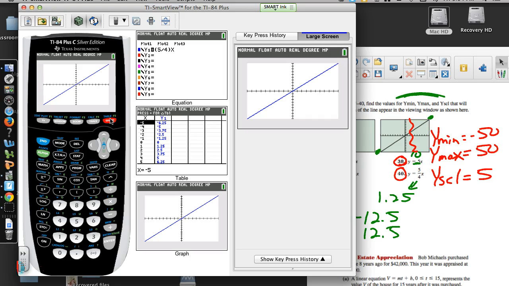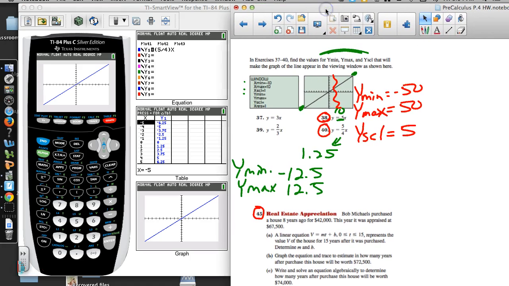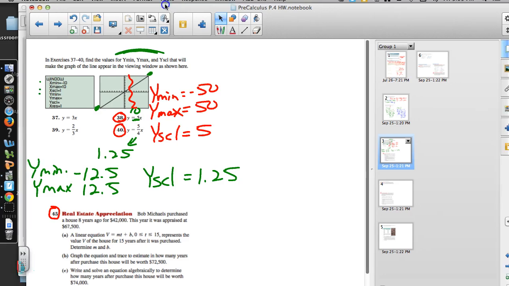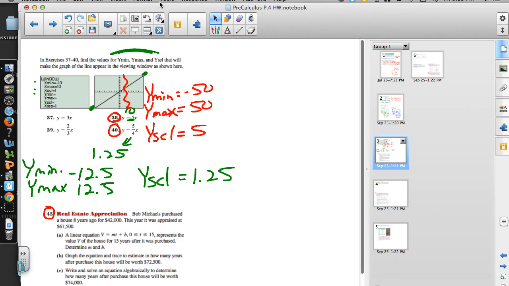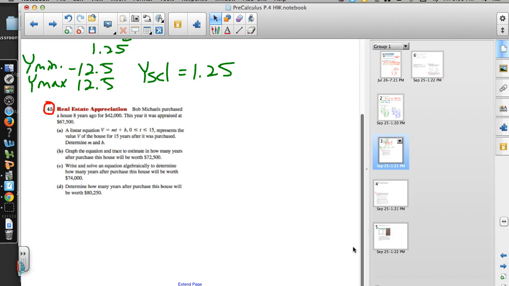It uses the fact that we want this to look like a negative 10 to 10 window. And we use that as basically a value to multiply by to make that happen. So the last thing to put on here would be Y scale, and that was 1.25. And it's all about manipulating what you're seeing in your viewing window is what they're getting at here. All right, my graphing calculator working much better this time, so hopefully I can make it through all of these.